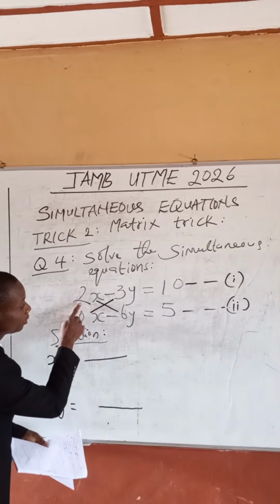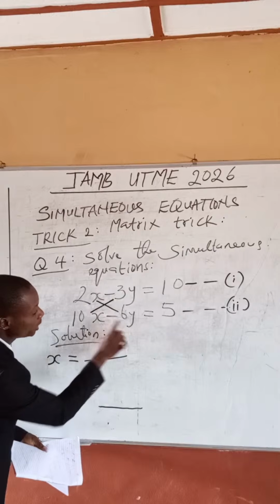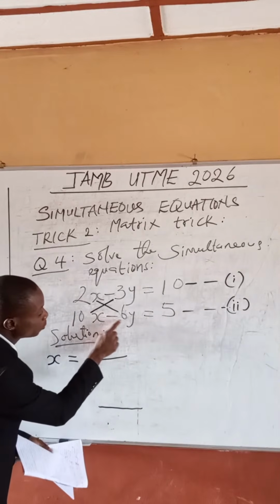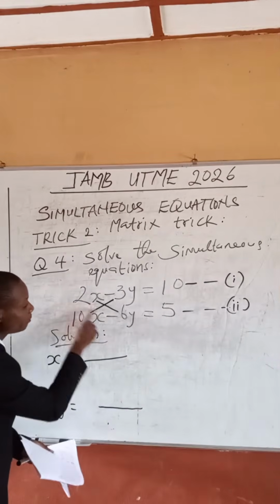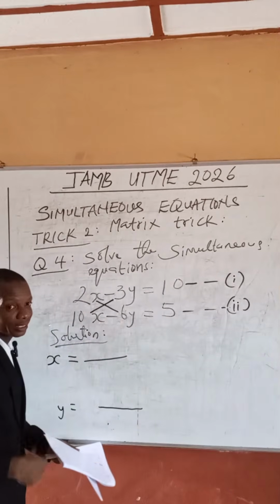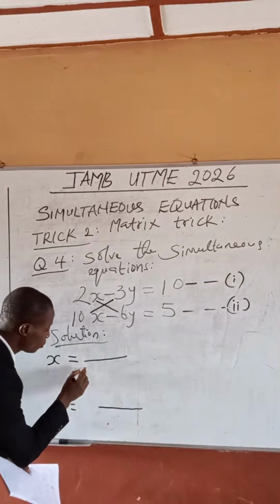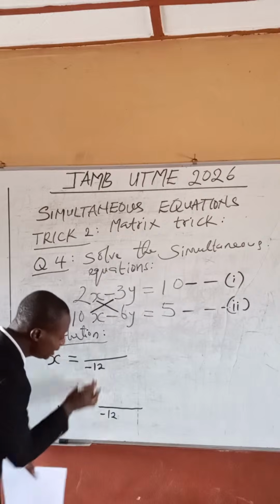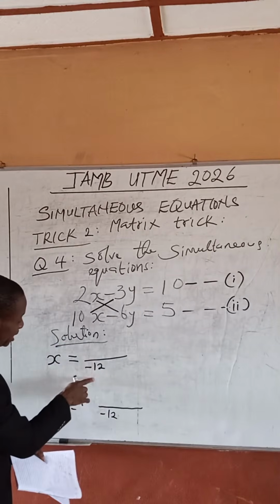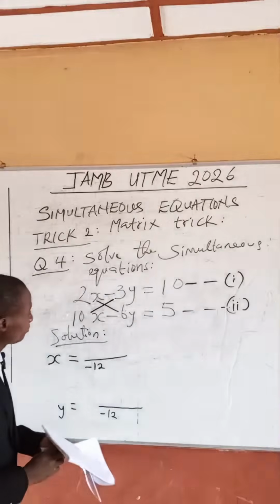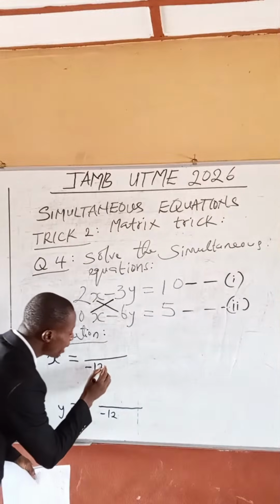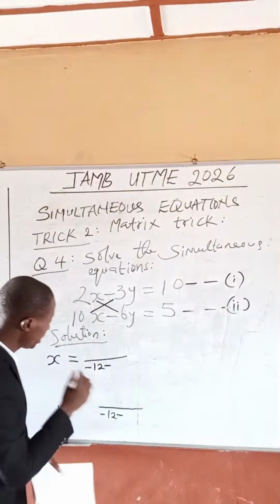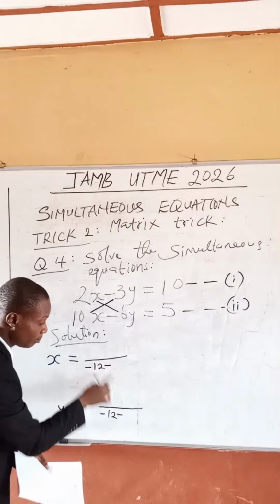Always start from here: 2 times minus 6. 2 times 6 is 12, and there's a minus, so that is minus 12. Write the minus 12 here, and repeat it here, because they have a common denominator. Then, when you are done, write another minus, because that is the determinant.